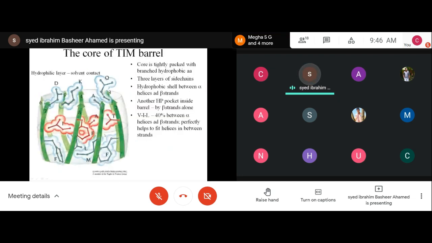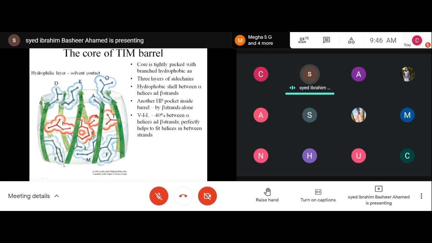So here you can see clearly the barrel structure that is made only by the beta strands. You can see 8 strands are arranged, so it's making a wall of the barrel. The alpha helices will be on the surface of this barrel.